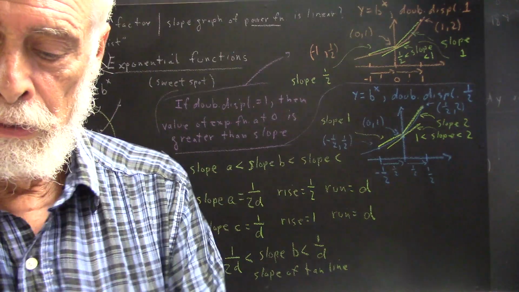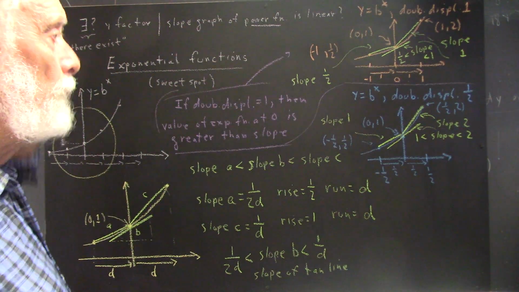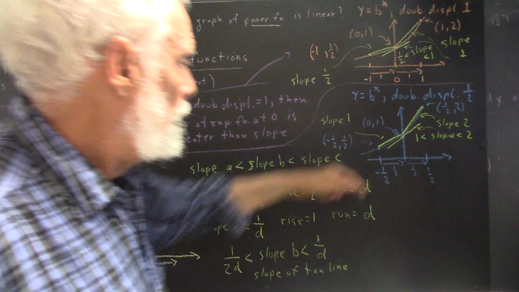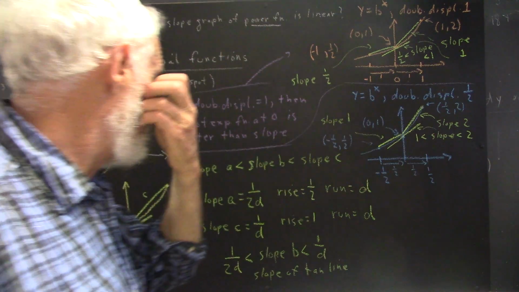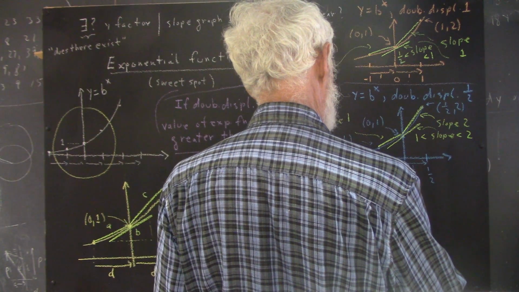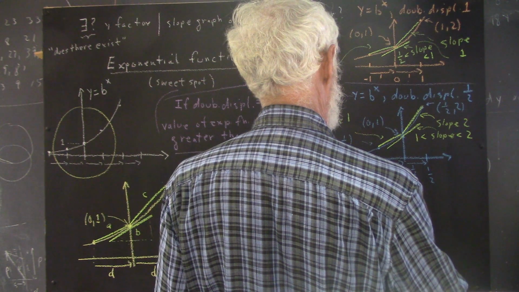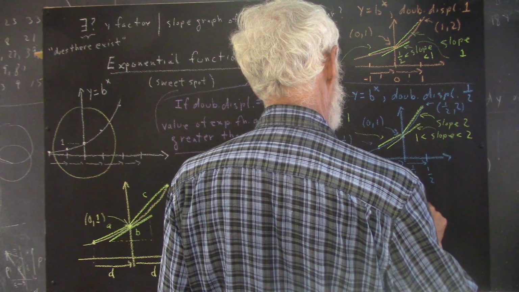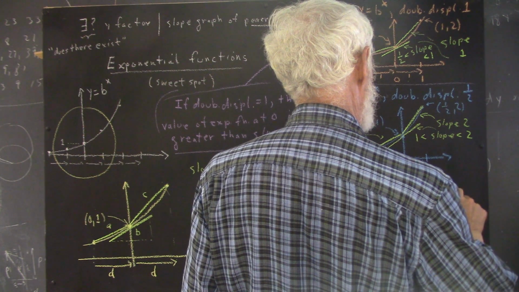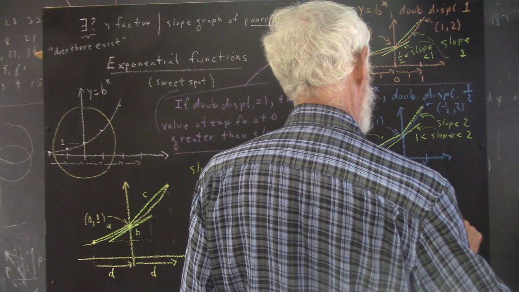Okay, now we want to write out a statement comparing the value of the function to the slope. How does the value of the function at this point compare to the value of the slope? Well, I can say that now the value of the function is less than the value of the slope.